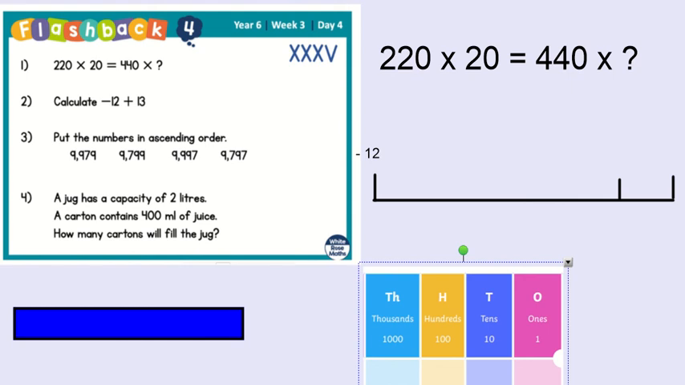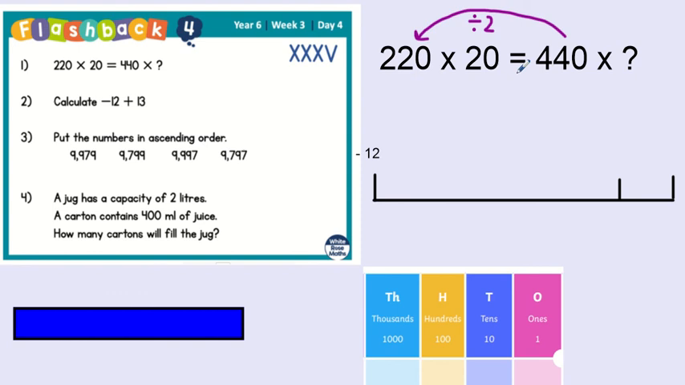And we're going to whiz through these quite quickly because I'm aware that I've been talking for a little while now. Right, we've got 220 times 20 equals 440. Now hopefully you've noticed that 440 divided by 2, or halved, is 220.